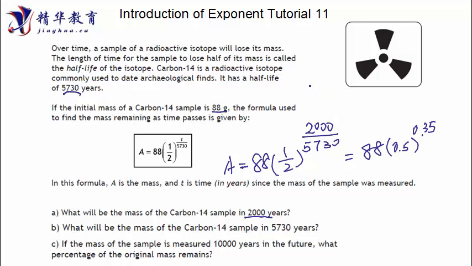So you're looking for this button here, y to the power of x. You punch 0.5, you press these buttons, and you enter 0.35. You're going to find out how much 0.5 to the power of 0.35 is, which is equal to 0.785. And then times 88 equals 69 grams. Okay, so that means after 2000 years, the carbon-14 from 88 grams becomes 69 grams.